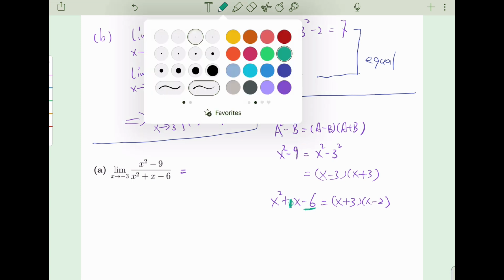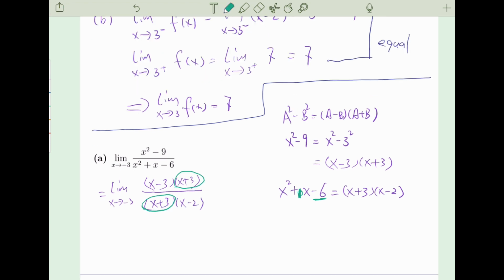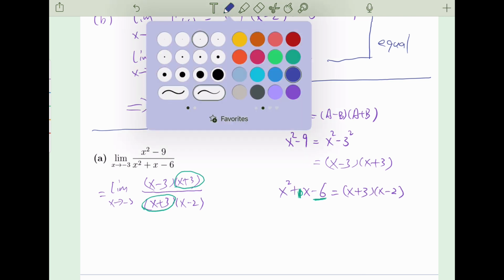So now we can factor the top and the bottom for this expression, and it's equal to (x minus 3)(x plus 3), right? We just replace x squared minus 9 with this factorization, and we replace the bottom with (x plus 3)(x minus 2). Now we can see that x plus 3 is on the top as well as in the bottom, so we can cancel them out.